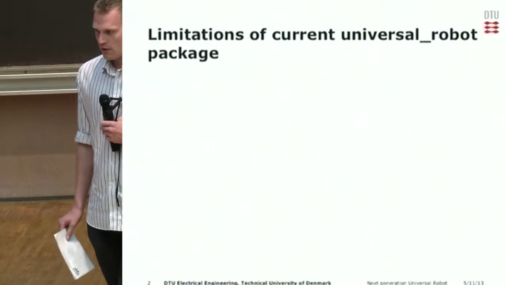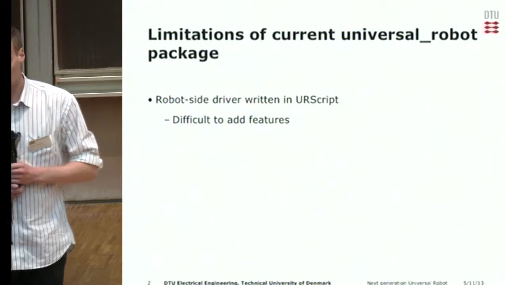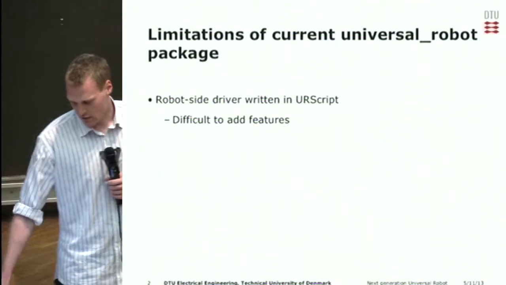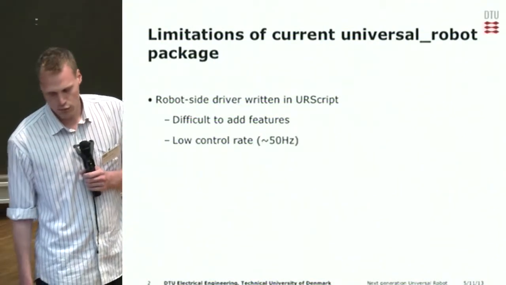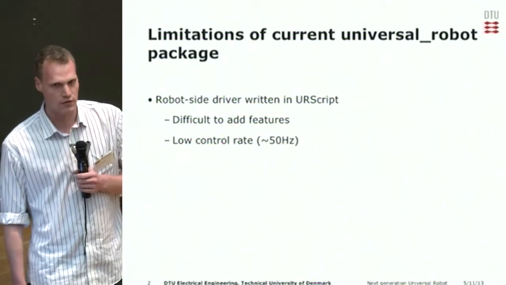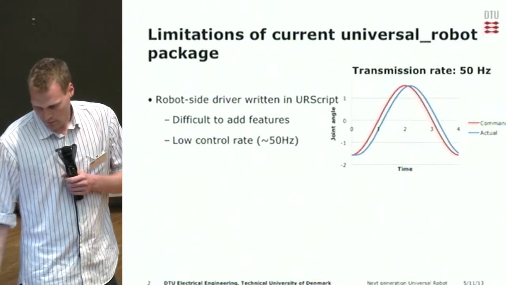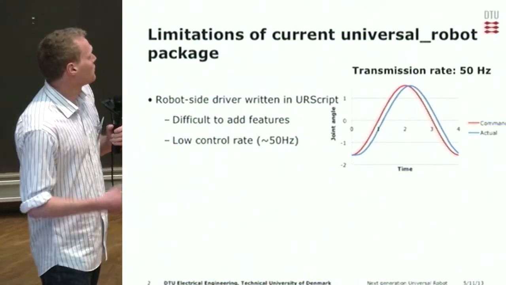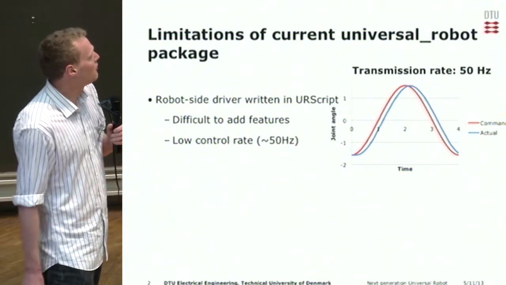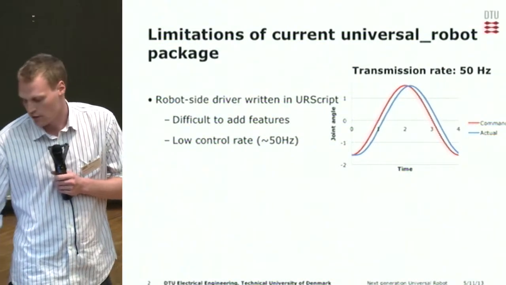The problem with the current universal robot package is that the robot side driver is written in UR script, which is their own language, so it makes it a bit difficult to add new features. Another, especially main problem is that the control rate is only 50 Hertz, even though the control on the robot runs at 125 Hertz. So this means that we can't, first of all, move very fast if we want to do something like visual servoing, and also that there is a bit of delay, almost 200 milliseconds from we command the position until the robot gets there.